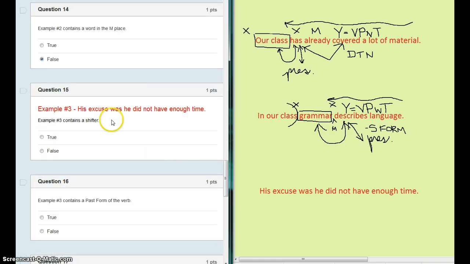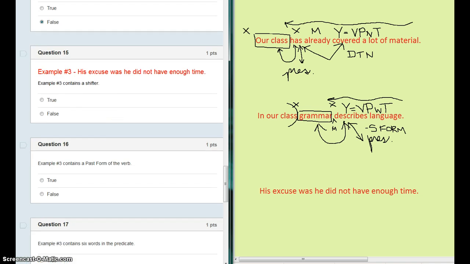Okay, here we are, example number 3. His excuse was he did not have enough time. I don't see any shifters. The X word is was. I'd move it here to the beginning to make my question. Was his excuse he did not have enough time? That makes the subject his excuse, and everything left is the predicate.